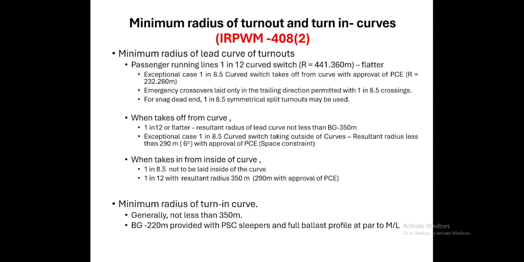But however, because of some site situation, we may not be able to provide that much radius. So we can go up to 350 meters. It should not be sharper than 350 meters. But at the same time, if the situation is still not conducive for providing 350 meters radius, you can go up to 220 meter, but you must ensure the track structure is completely at par with the main line. So sleeper density and ballast cushion, everything must be ensured. This is something about the turn-in curve.